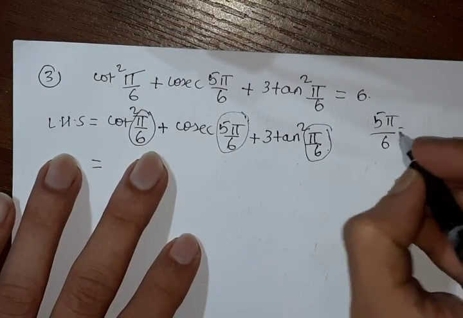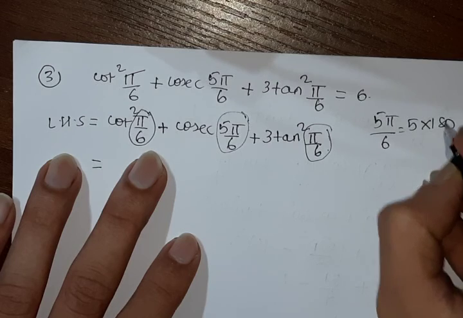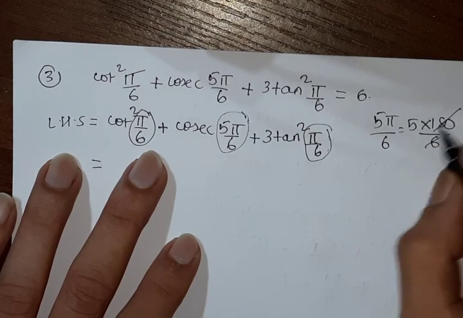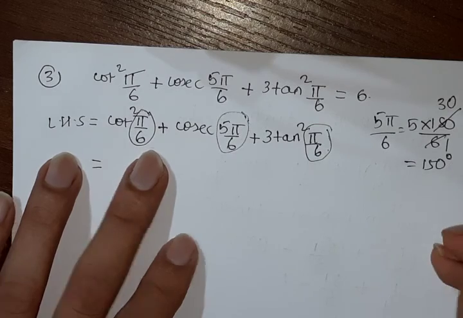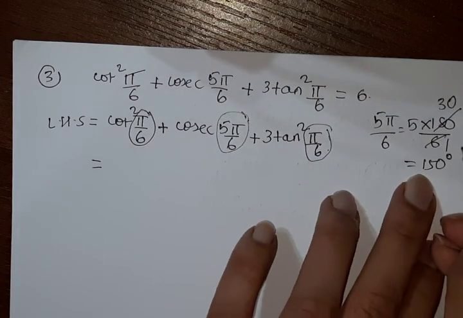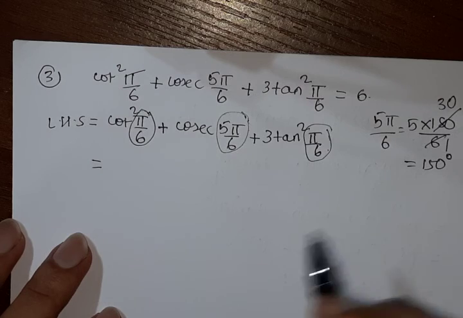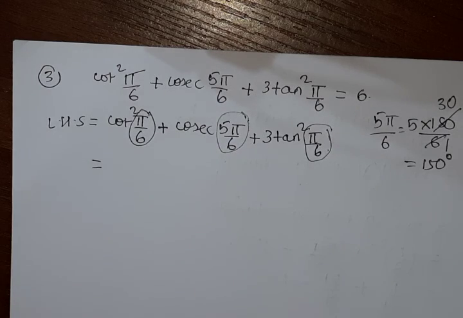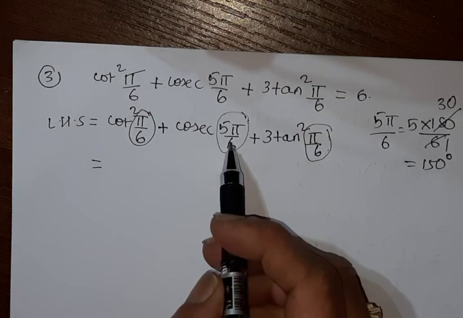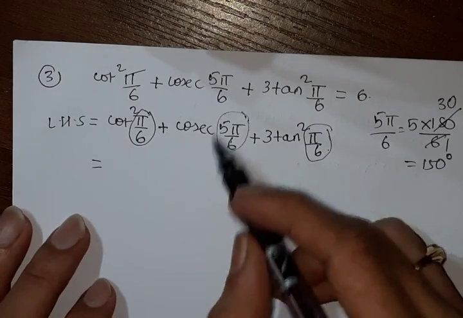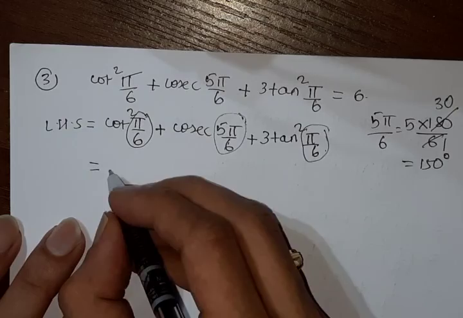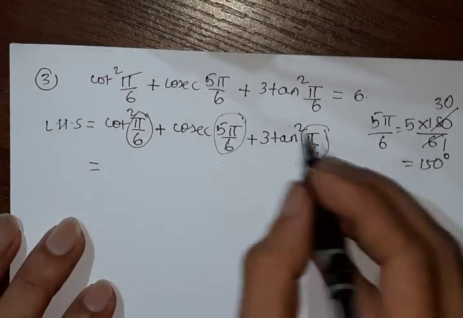5 pi by 6 is nothing but 5 into 180 divided by 6. 6 1s are 6, 6 30s are 180. So 150 degrees. Okay, now 150 degrees is greater than 90 degrees, so you cannot find the trigonometric ratio of this angle using the table. So what you have to do is simplify this. Let us first simplify this, writing this as it is.